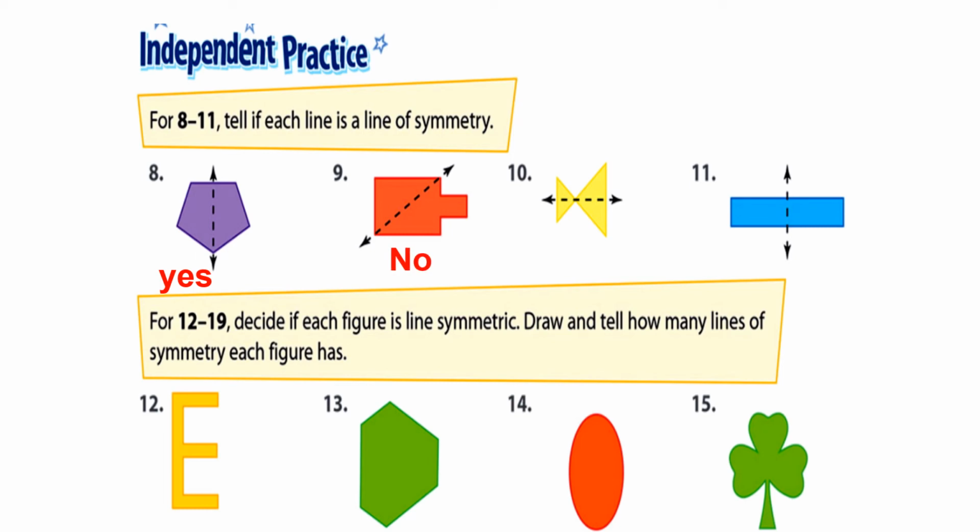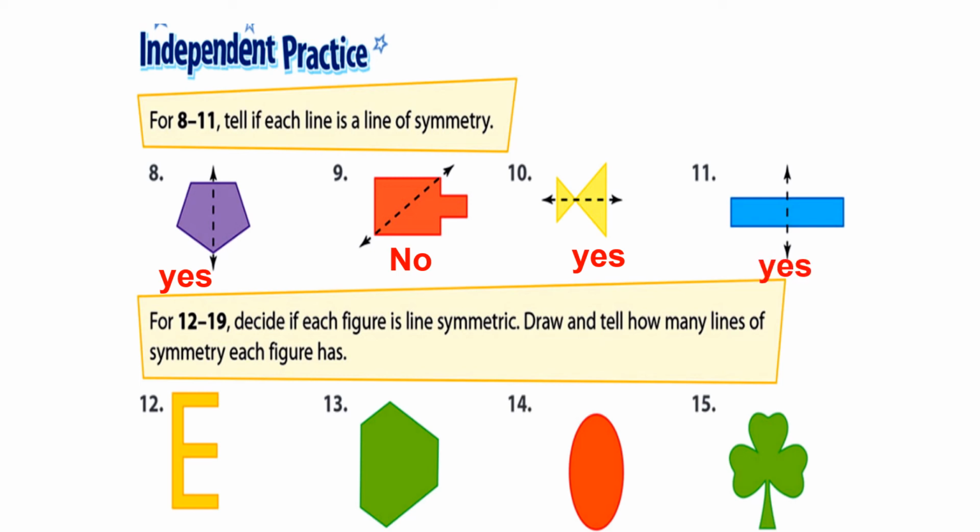Question 10, yes, it is so clear. It divides the shape into exactly two equal parts because the two parts on the right and on the left of that line are exactly the same. So this line would be a line of symmetry. It's yes. Question 11, yes, of course, because the two parts of the shape are the same.